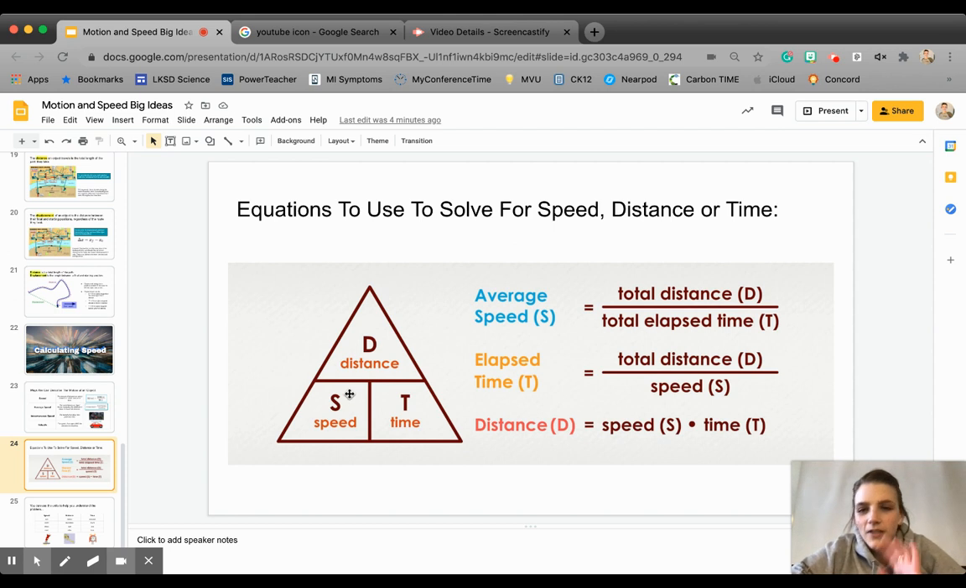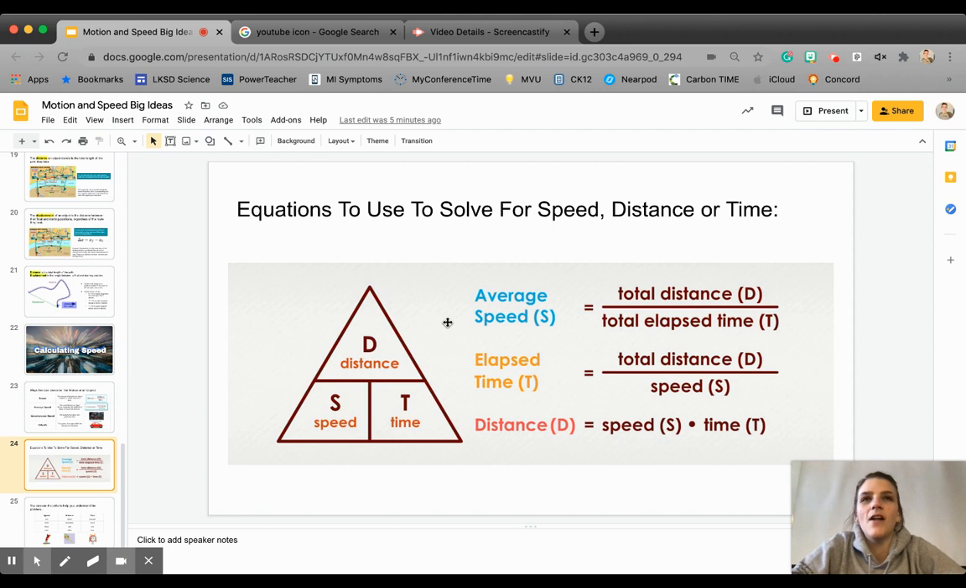So we have our original equation, like I said, speed equals distance divided by time. Now this horizontal line represents division. This vertical line represents multiplication. So if I am trying to find what the speed of the object is, and I put my hand or finger over the speed box, then I'm left with the equation distance divided by time.